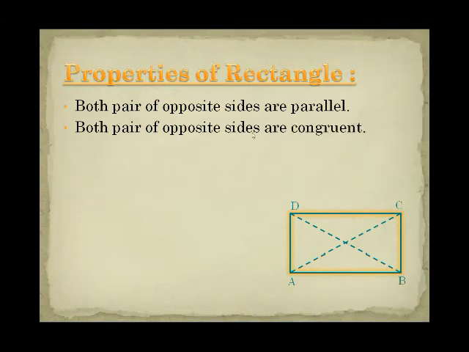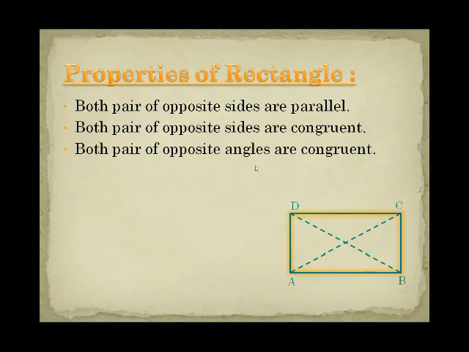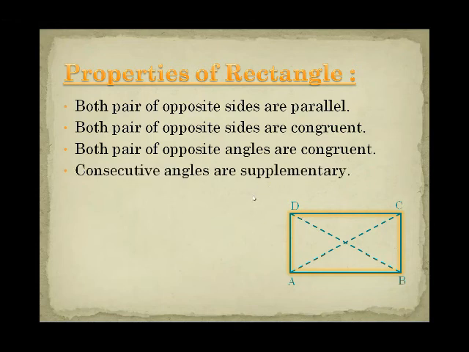Both pairs of opposite sides are congruent. As you see, students, this means that they are equal in length. Line AB and line CD are congruent. Both pairs of opposite angles are congruent. It means that angle A and angle C are congruent, and angle B and angle D are congruent. Consecutive angles are supplementary.